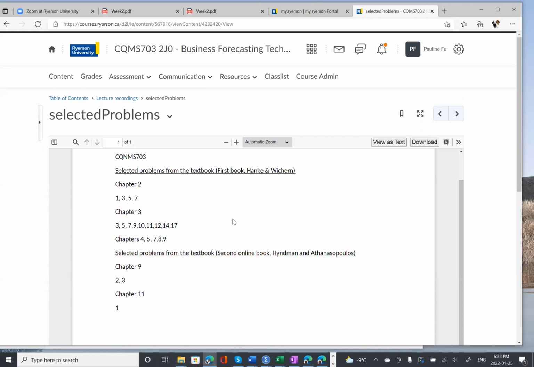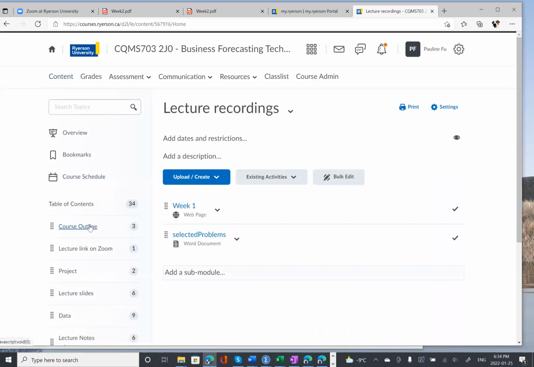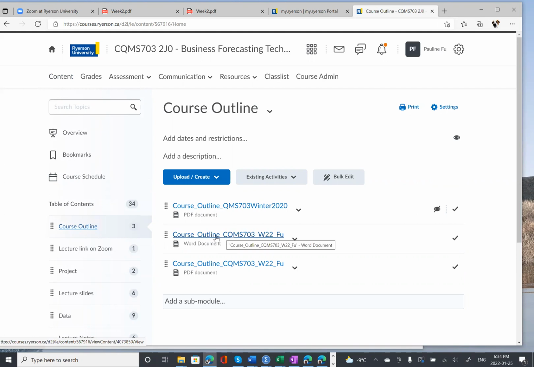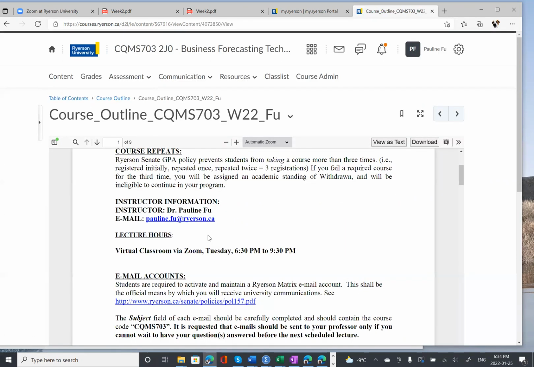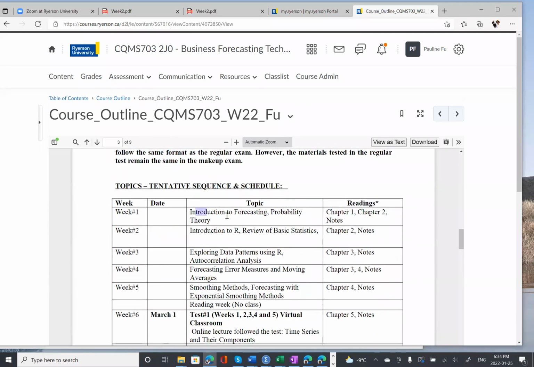Another question: do we have weekly modules? We do not have weekly modules. Instead, we have weekly learning activities. For example, the course outline. If you go to the course outline under the content, okay, this is the Word document. So we follow a weekly schedule. Last week was week 1. We did chapter 1 and chapter 2, okay? So this week we'll start by reviewing what we did last week, chapter 2.